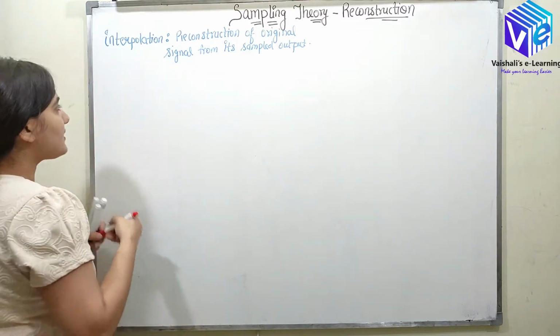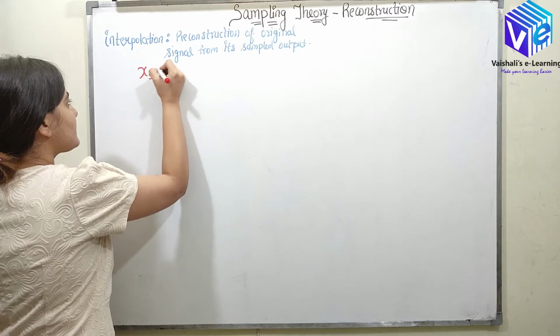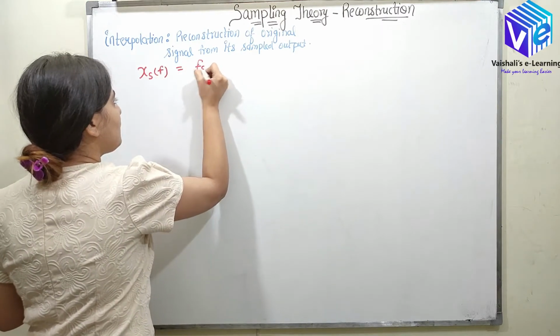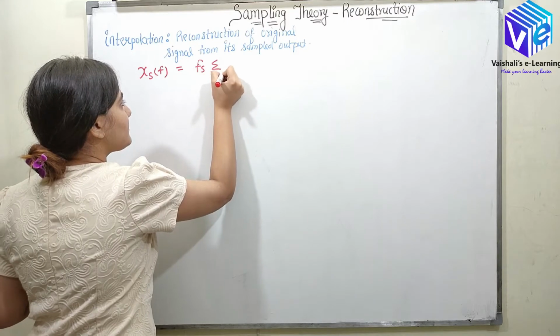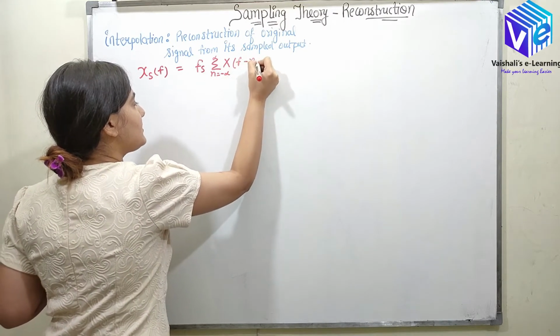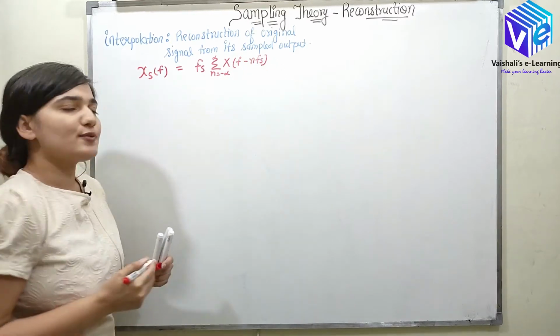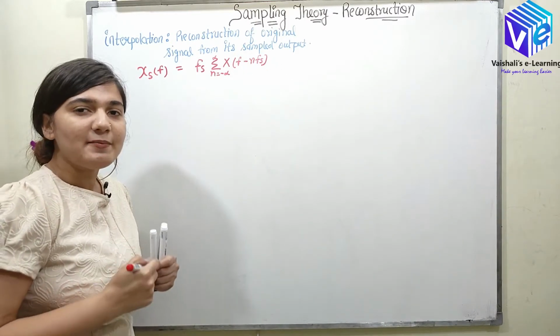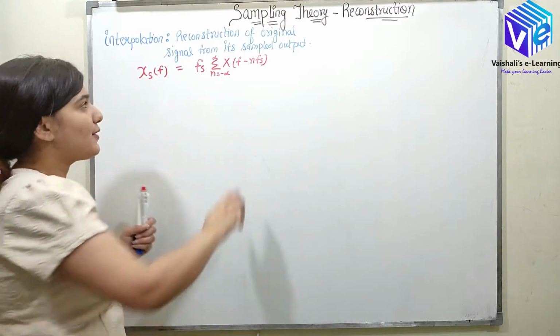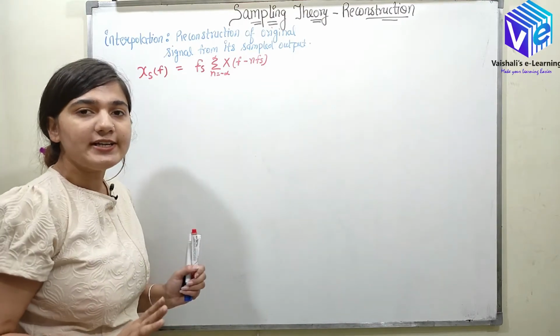So how did we represent the sampled output? Let's represent it with Xs(f). It was equal to Fs times the summation from n equals minus infinity to infinity of X(f minus nFs). I have already discussed this in my previous video. I recommend you watch that first, then come to this video, because this equation I have already derived.